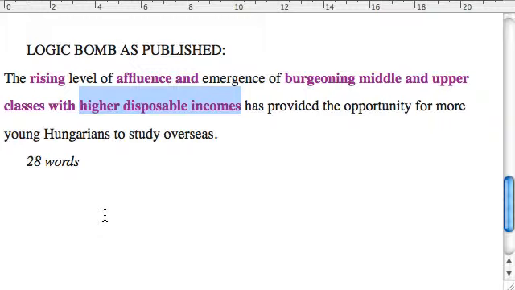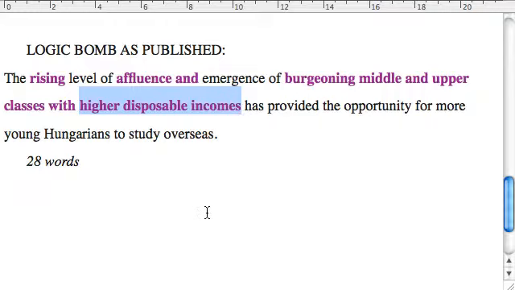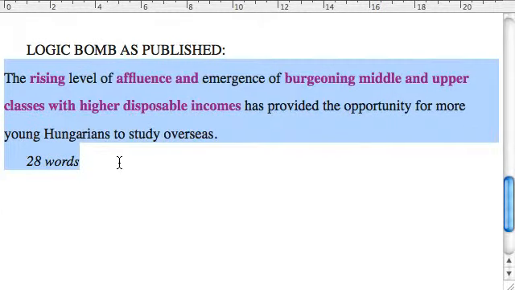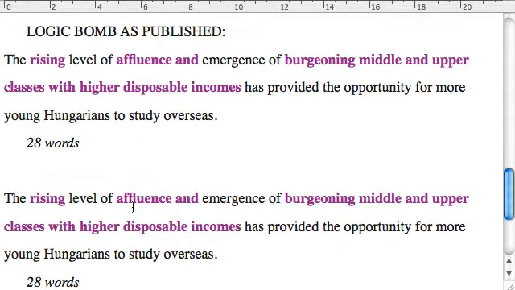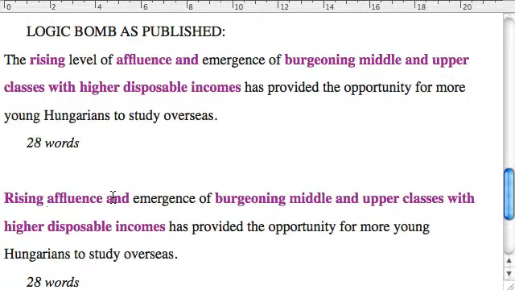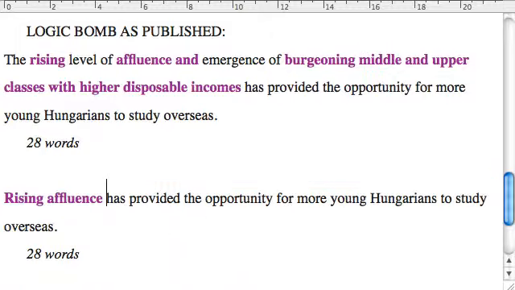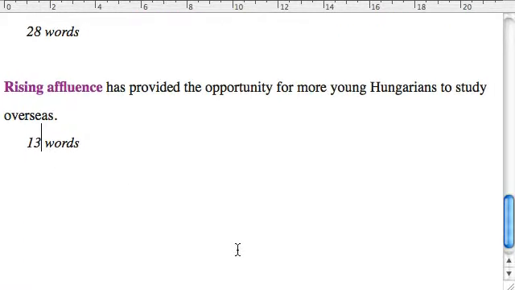But it is impossible, logically, to imagine rising affluence without a burgeoning middle and upper class. And it's impossible to imagine either of those 2 without also higher disposable incomes. Now, what's really being talked about here, and let's do our copy and paste so we can start editing. The real issue is rising affluence. And rising affluence contains within it the emergence of burgeoning middle and upper classes with higher disposable incomes. So rising affluence alone has provided the opportunity for more young Hungarians to study overseas. And now we're down to 13 words.